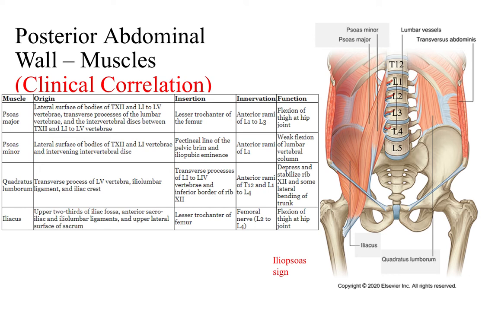Two of them that are important are your psoas minor and your psoas major, which collectively are just going to be referred to as your psoas muscles. And then your iliacus muscle right here. Together, those are going to form what we call the iliopsoas, right? The iliopsoas: your iliacus muscle and your psoas major and minor.